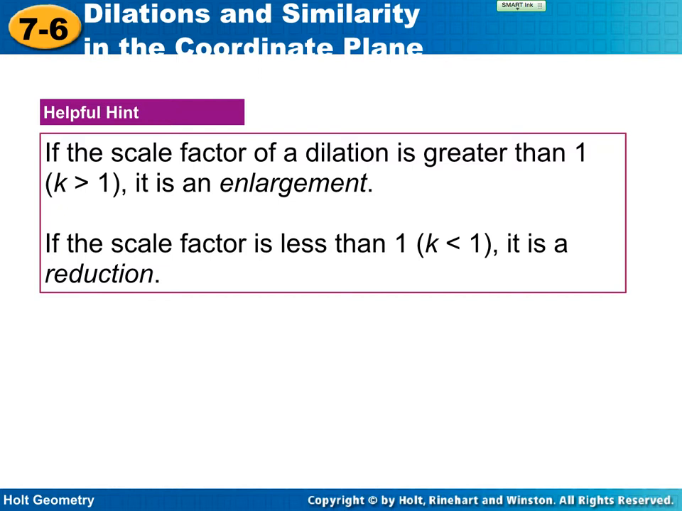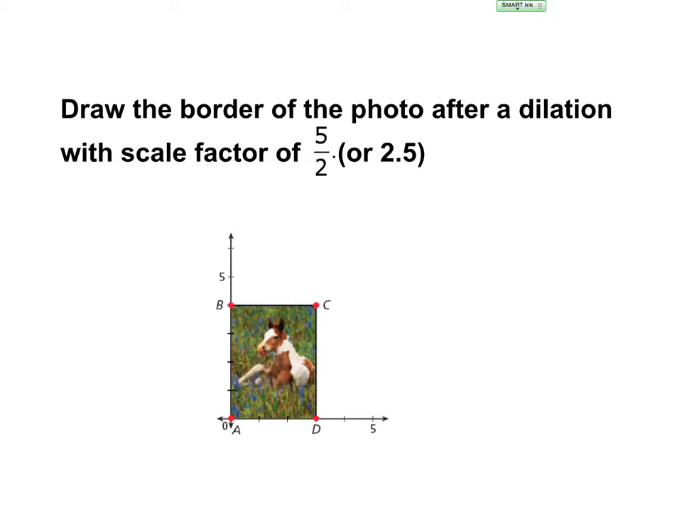Okay. Now I've just given you some real simple, just rectangular pictures. You probably can't even tell what that is until we enlarge it. It is a horse of some kind. Okay, we are going to figure out what the size of this picture would be after a dilation with a scale factor of 5 halves.